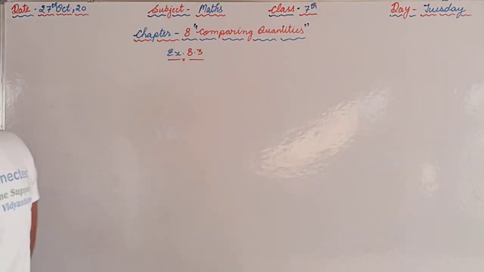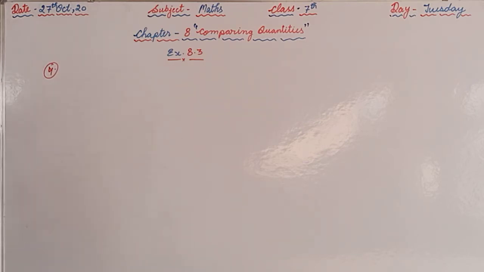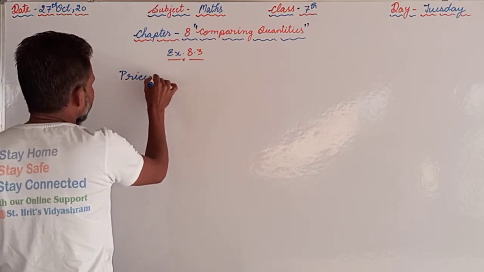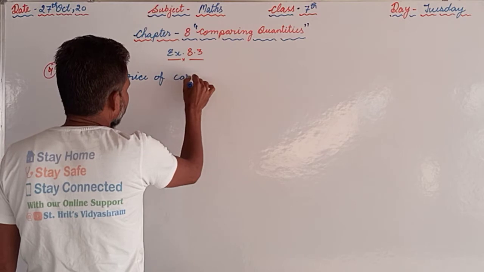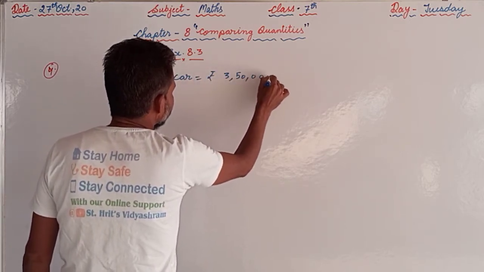So in question number 4, Arun bought a car for rupees 3,50,000. The next year the price went up to 3,70,000. What was the percentage of the price increase? The price of the car, rupees 3,50,000.